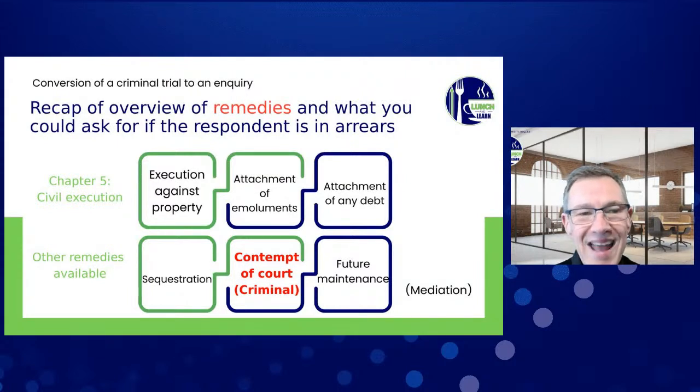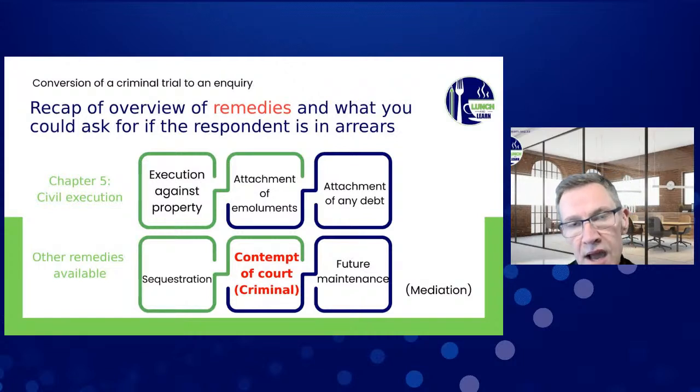So just as a general recap on the remedies that you would have in the event that a respondent is in arrears, obviously you would have the warrant of execution, you would have the attachment of emoluments and the attachment of debts, and that is dealt with in terms of Sections 27, 28, and 30 of the Maintenance Act. Other remedies that are also available, obviously sequestration, the claim for future maintenance, and if the matter is being transferred to mediation as well, that would also be available. That is now if the respondent is in arrears.